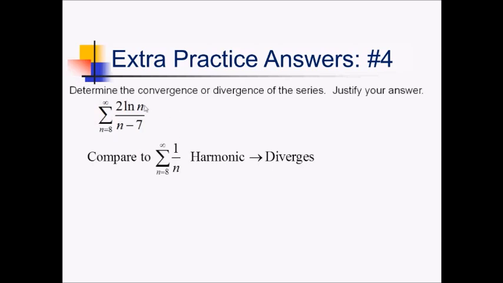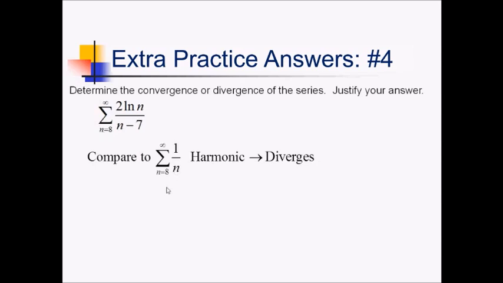1 versus ln of n, 2 ln of n is definitely bigger than 1 in the numerator, so that's good. And if we're subtracting in the denominator, smaller denominator means bigger overall fraction. So this series is actually bigger for n values, we'll say 8 or greater, than the harmonic series.